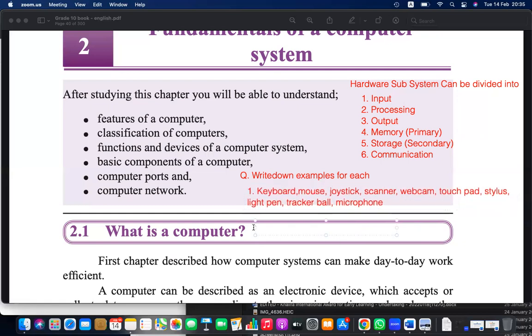Number 2, output devices. Printer. Monitor, or visual display unit. Another name is VDU, visual display unit. Or screen. Monitor, video screen.